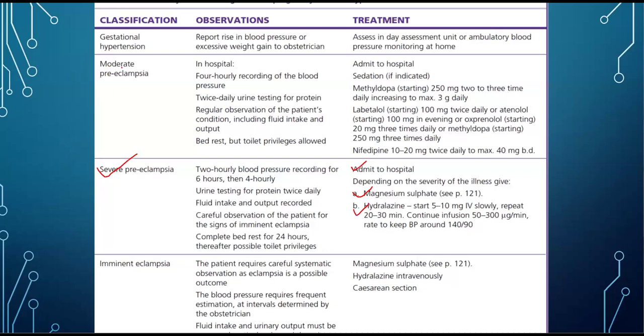If you see about the mild to moderate preeclampsia, your choice of antihypertensive is oral medication. So oral methyldopa or oral labetalol or oral nifedipine. So that's the difference. When it is severe, you go for IV. When it is mild to moderate, you go for oral antihypertensive. And mild to moderate, you don't give magnesium sulfate. But for severe, you give magnesium sulfate. Okay?